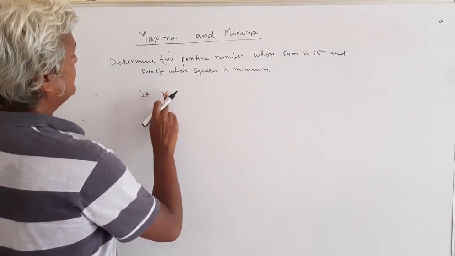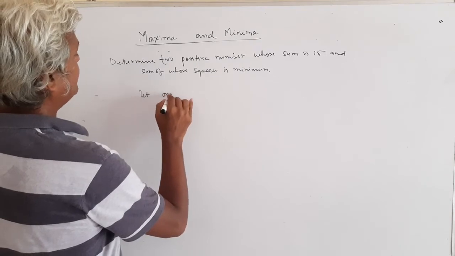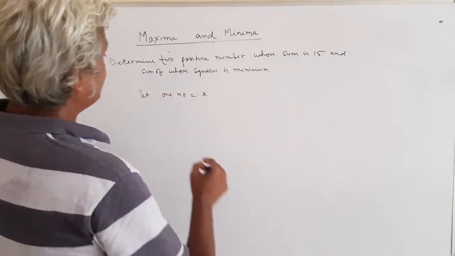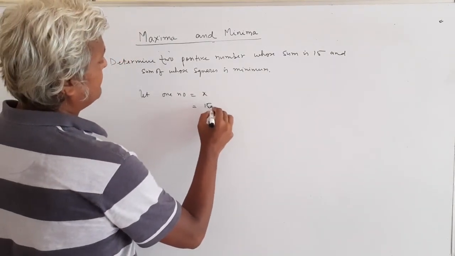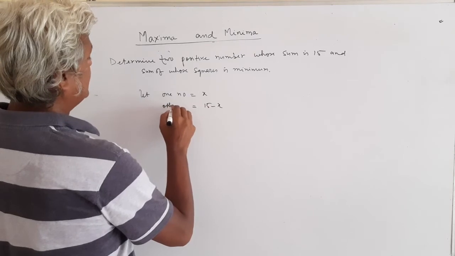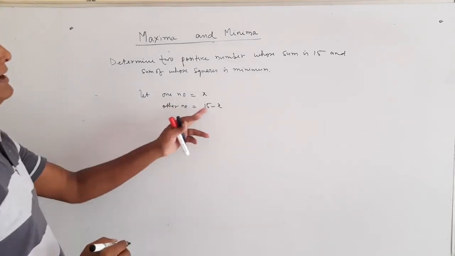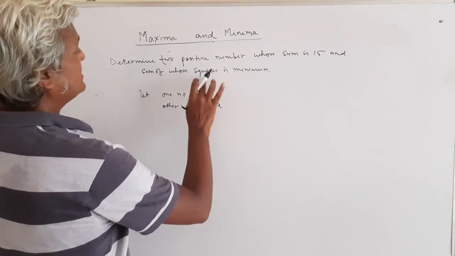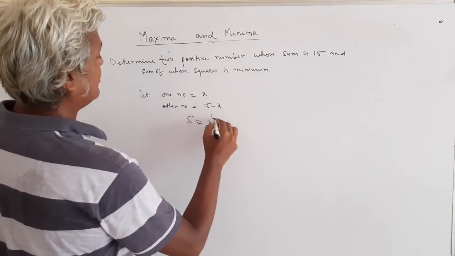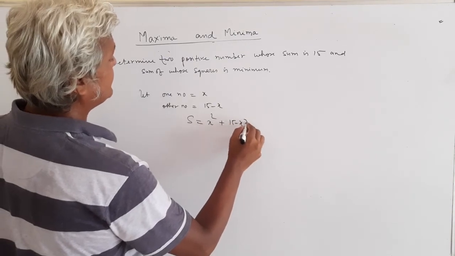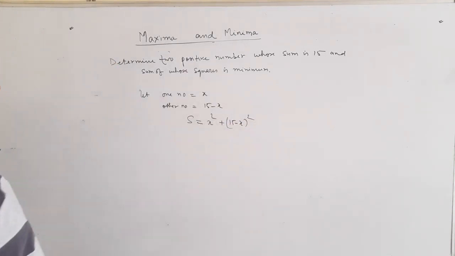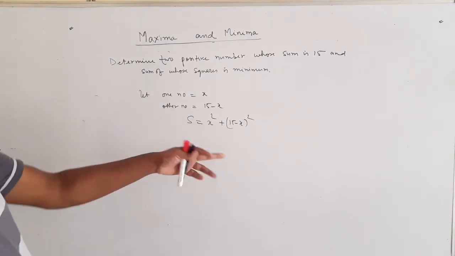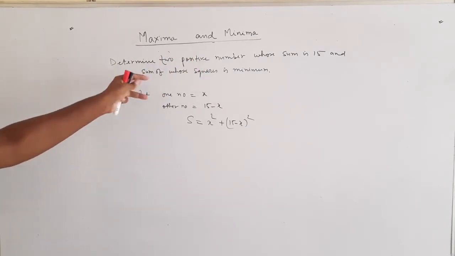So I'll go like this. Let one number equal x. Since the sum is 15, the other number will be bound to be 15 minus x. Now we have to find the sum of squares, meaning x squared plus (15 minus x) whole squared. This has to be a minimum value. So this is your function, S, and we have to find the minima, because they are saying that it has to be a minimum value.